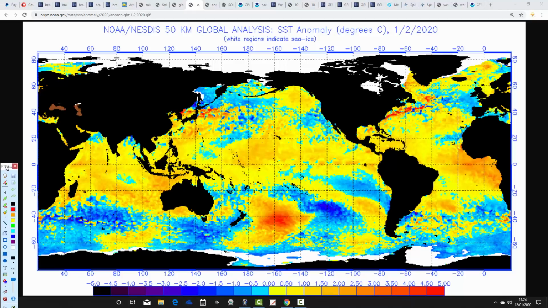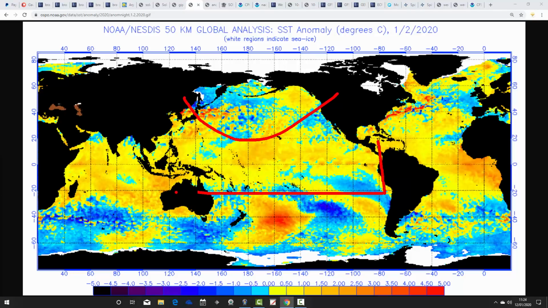We've got our 3 areas of interest. Let's see if we can lift this up a little bit. So we've got our 3 areas of interest. We've got the Northern Pacific up here. We've got the ENSO region just there. And then we've got the North Atlantic over here. Let's deal with the ENSO region first of all.